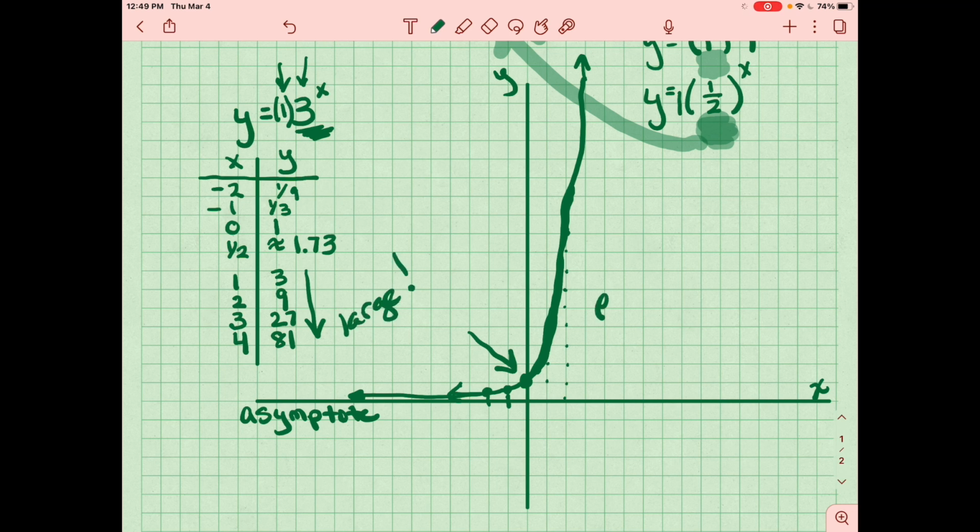This is exponential growth. It means we are tripling every time we move over 1. We are tripling what we already have. It's phenomenal growth. So if you are an investor, this is the kind of growth you want to see.